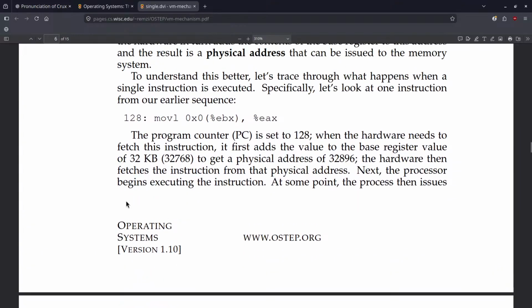To understand this better, let's trace through what happens when a single instruction is executed. Specifically, let's look at one instruction from our earlier sequence.